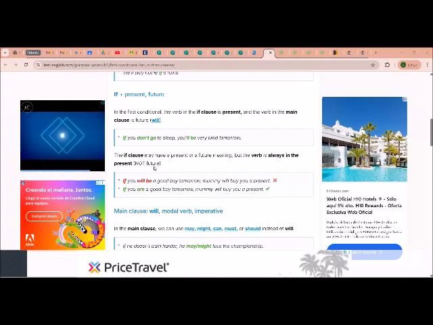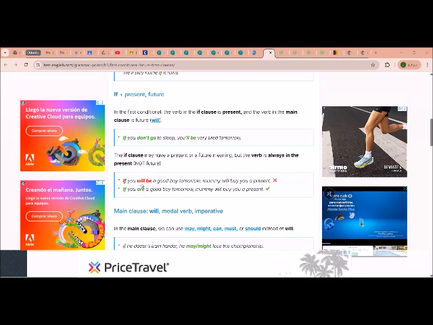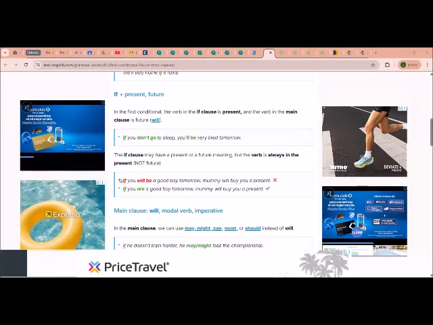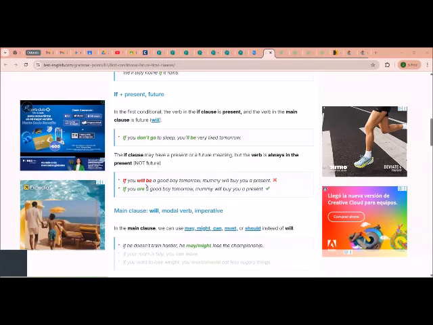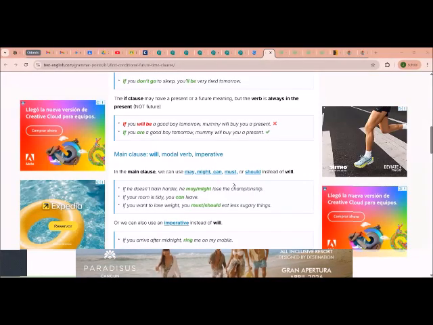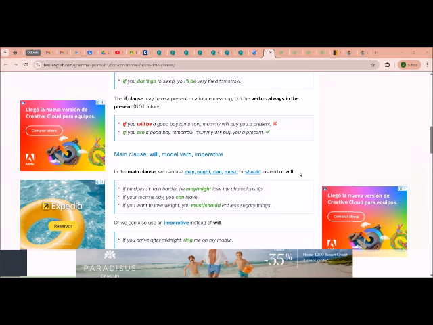All right, so notice here, even though the sentiment is the future, we won't use will or would or could or might or can with if. If is always going to be plus your verb forms, never with your modals. Now you might change your modals in the resulting clause. So in the main clause, which is your results clause, you can also use may or might or can or must or should instead of will. And what it does, it changes the meaning.